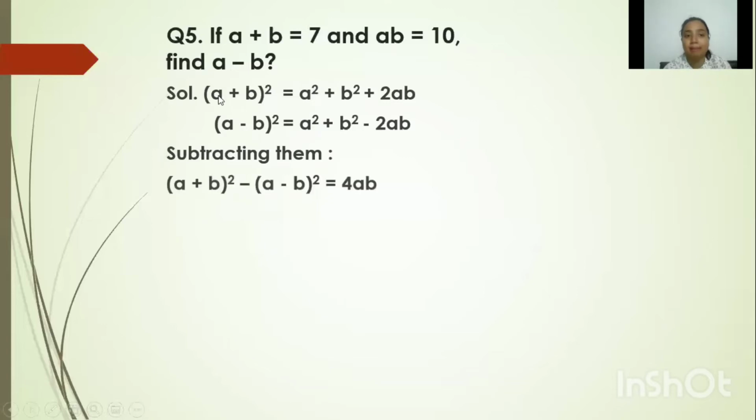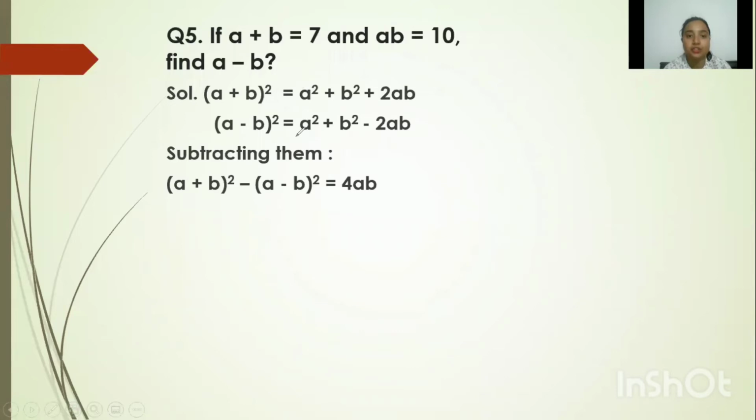See, a plus b whole square minus a minus b whole square. And if you subtract them, because they are similar terms with a similar sign, they will be cancelled. Plus 2ab and here is minus 2ab, but because we are subtracting them, the sign will change and it will become plus. Then we can add them. 2ab plus 2ab will give you 4ab.